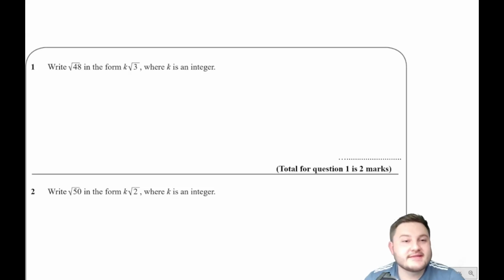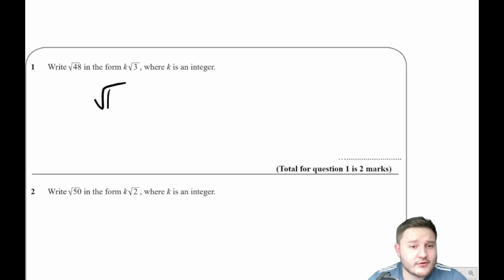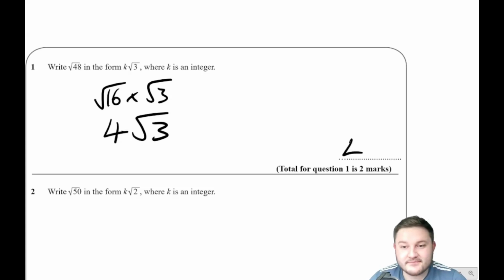So hopefully you've had some time to have a look at these questions. Let's give them a good go. So the first one. The square root of 48 can be written in the form k root 3, where k is an integer. This is basically just the simplifying stuff that we looked at right at the start of this video. So the square root of 48 is equal to the square root of 16 times the square root of 3. Well, the square root of 16 is 4, so this would be 4 root 3. So k is 4 in this case.